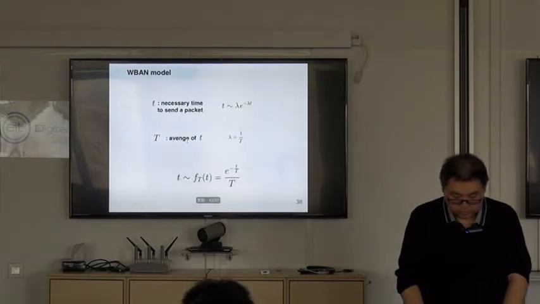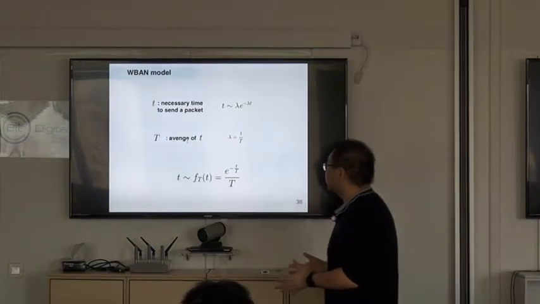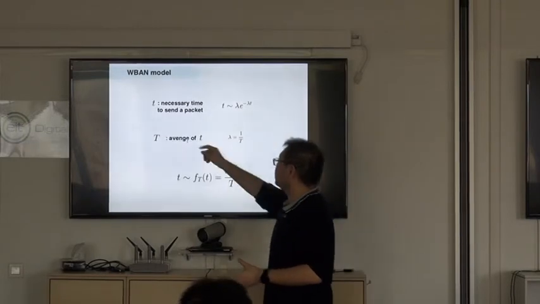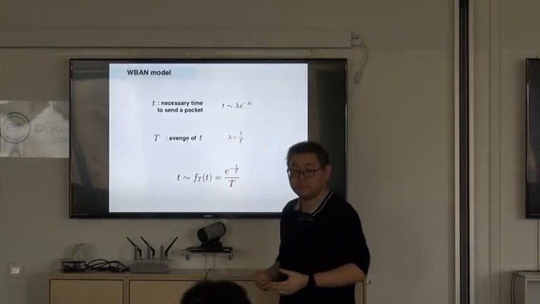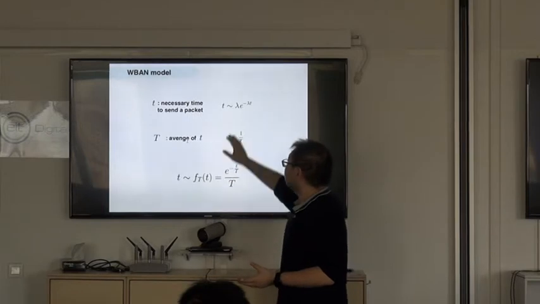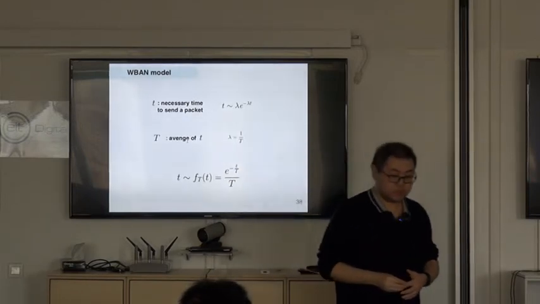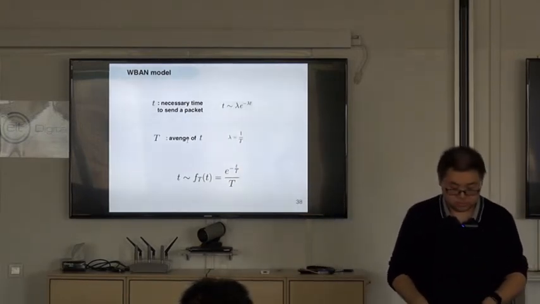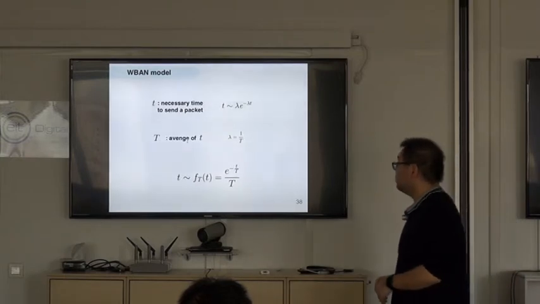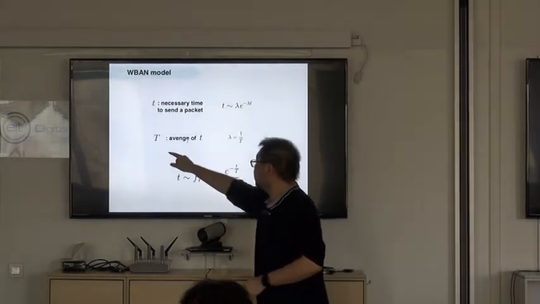So what we could do is model this time. We call this time t the necessary time to send a message, to send a packet. It follows an exponential distribution, and the average value is big T here.